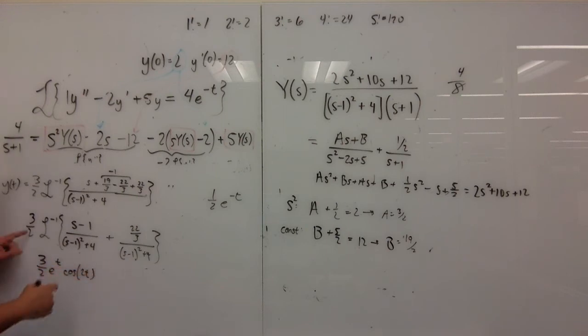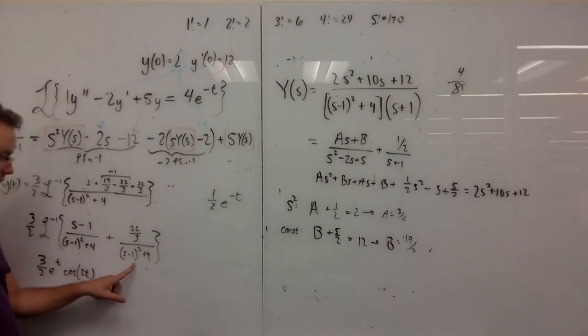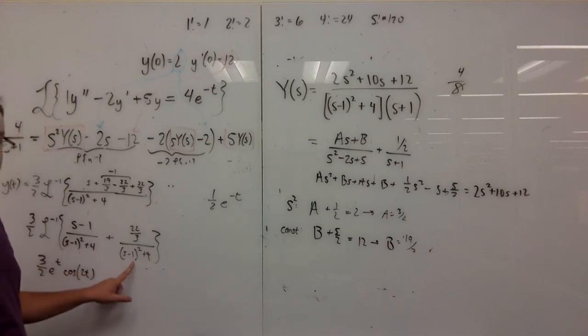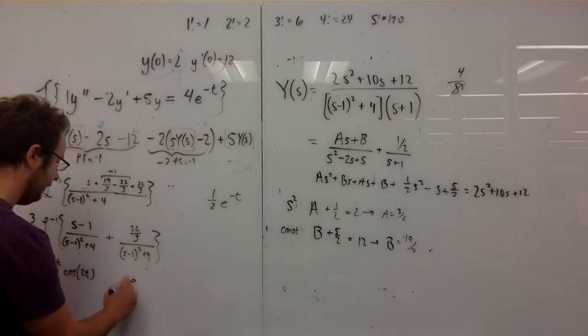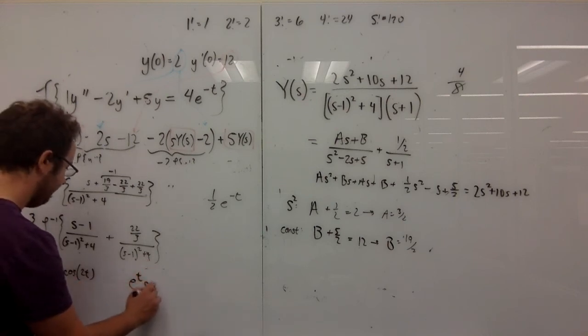How about this guy? Don't forget there's a 3 halves on both this term and that term. So whatever we get for this guy, we're going to multiply by 3 halves. This would be a what? A sine with a shift of how much? A 1. And it's a sine of what? 2t. So we're going to write e to the t sine of 2t.